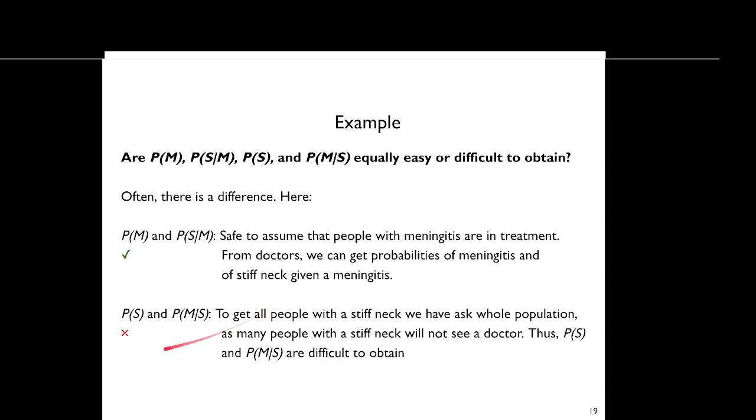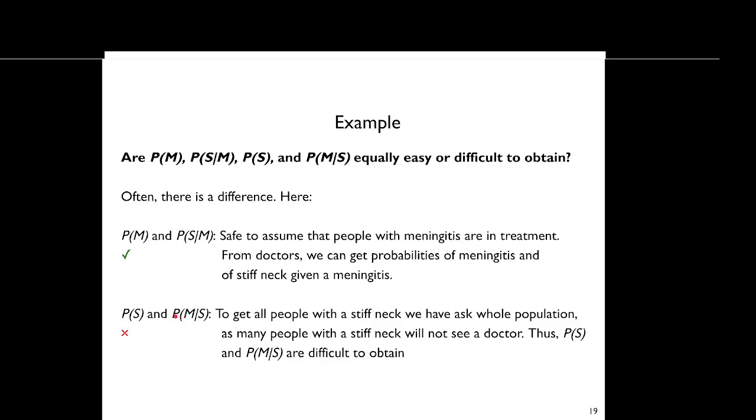In contrast, the other probabilities, the stiff neck, and a meningitis being observed when there is a stiff neck, are much more difficult to get. To have knowledge about stiff necks in general, we would have to ask the whole population, because there will be many people who would not go to the doctor with a stiff neck, right? So asking the doctors is not sufficient. Many people will not be present in our count. And the same applies for the people with a stiff neck and meningitis. So those two values are difficult to obtain.